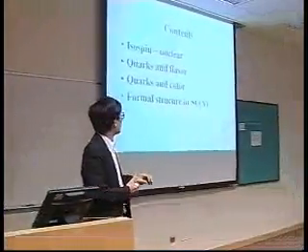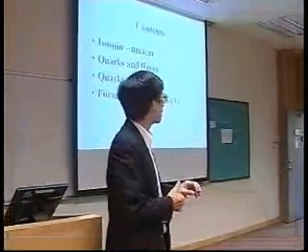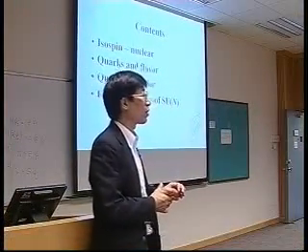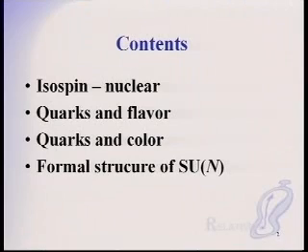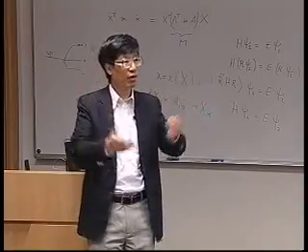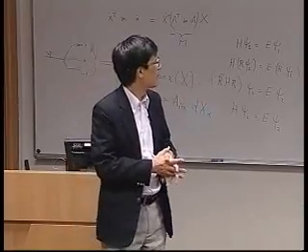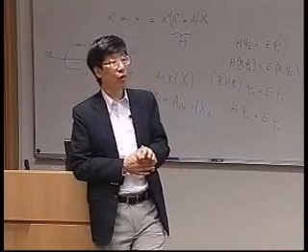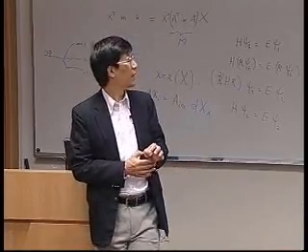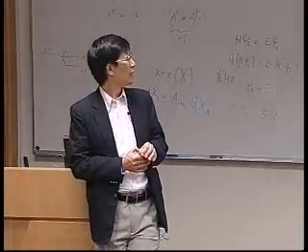So today will actually be a fairly simple lecture mathematically. I will just introduce the topic of isospin in the context of nuclear physics. I haven't given many examples here, but you can go back and look up any book on nuclear physics for examples. Then I will generalize this to quarks and flavor, and then quarks and color.